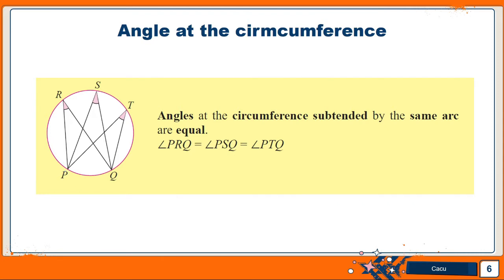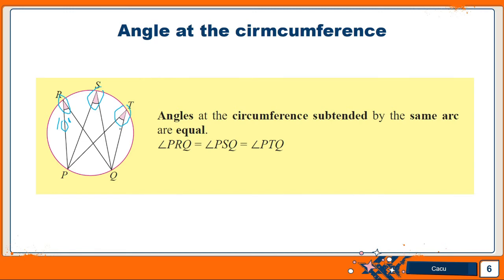Angles at the circumference subtended by the same arc are equal. So we have arc PQ here. From arc PQ, we have three different angles subtended at the circumference: angle PRQ, angle PSQ, and also angle PTQ. You can do the brainstorm in your textbook and find out they are actually the same. So just remember that angles subtended from the same arc at the circumference have the same value. For example, if PRQ is 10 degrees, then PSQ and PTQ will also be 10 degrees each.